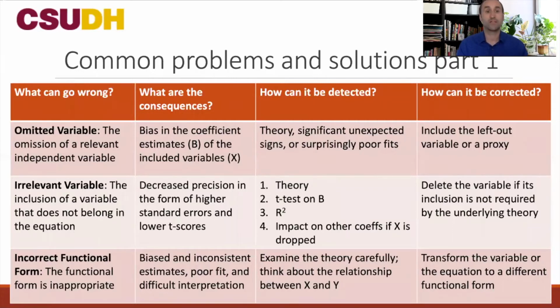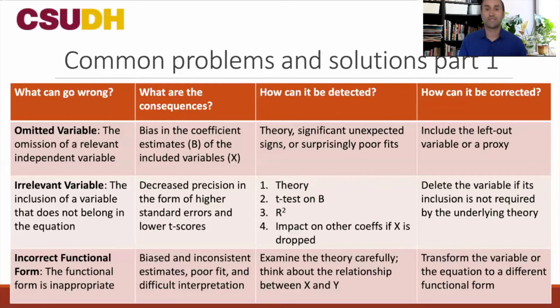One of the most major problems is that of omitted variable bias. That basically means that you've not included a variable that is very important in your analysis. Not including a variable might bias the coefficient estimates. An example of omitted variable bias was shown in our last video.